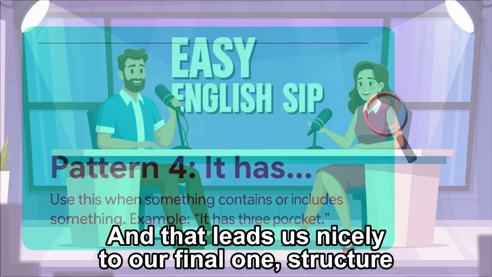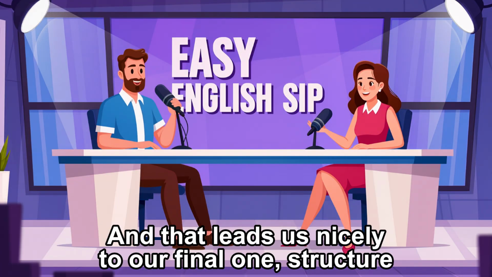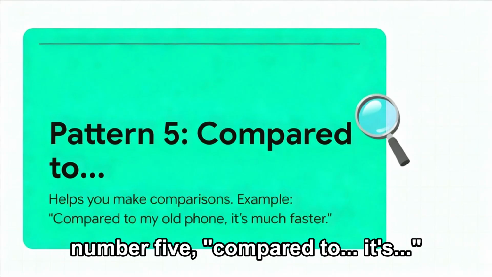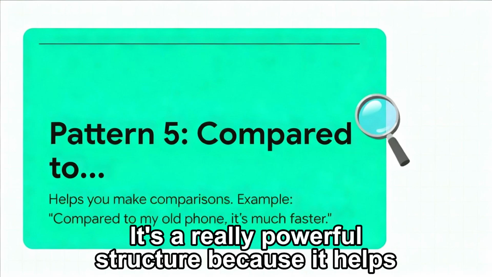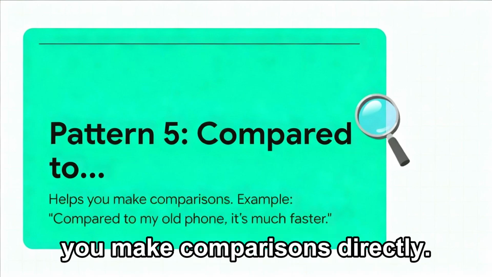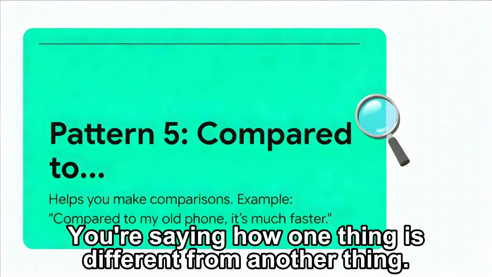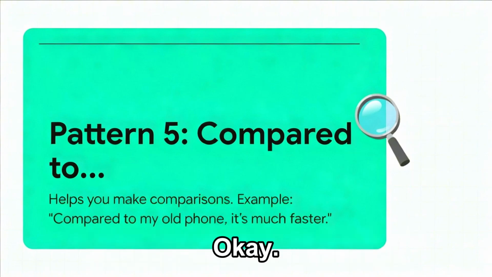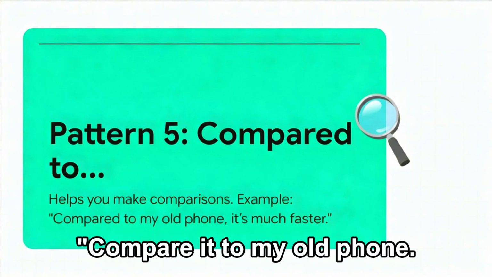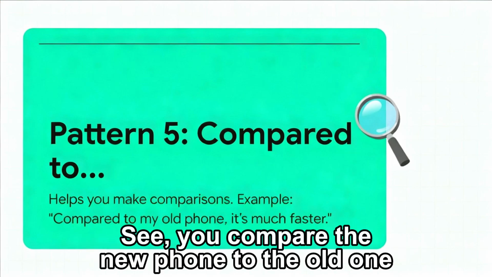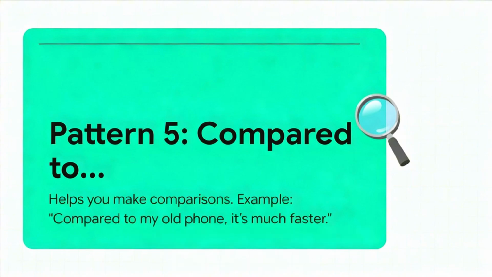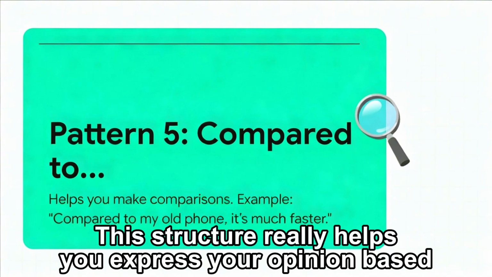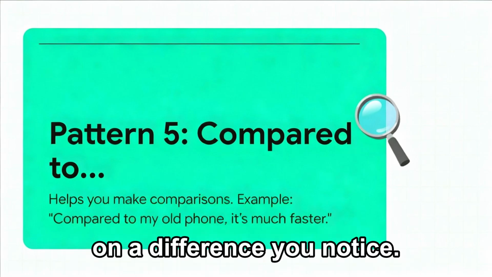Very practical. And that leads us nicely to our final one, structure number 5. Compared to. This one sounds useful. For comparisons, exactly. It's a really powerful structure because it helps you make comparisons directly. You're saying how one thing is different from another thing. Give us an example. Sure. Compared to my old phone, it's much faster. See, you compare the new phone to the old one. Or maybe, compared to last week, today is colder. Perfect. This structure really helps you express your opinion based on a difference you notice.